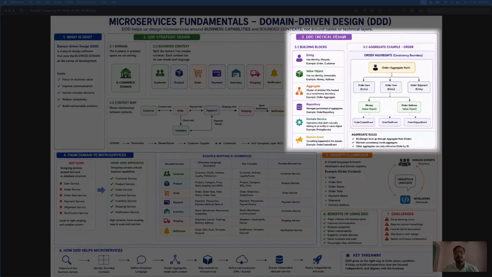The next one is aggregate. An aggregate is a group of related objects treated as one consistency boundary, right? Every aggregate has an aggregate root. Let's understand with an example. The order is the aggregate root. Inside it we have order item, shipping address, payment information, total order. Instead of modifying a child object directly, everything goes through the aggregate root. This protects business rules and keeps data consistent.